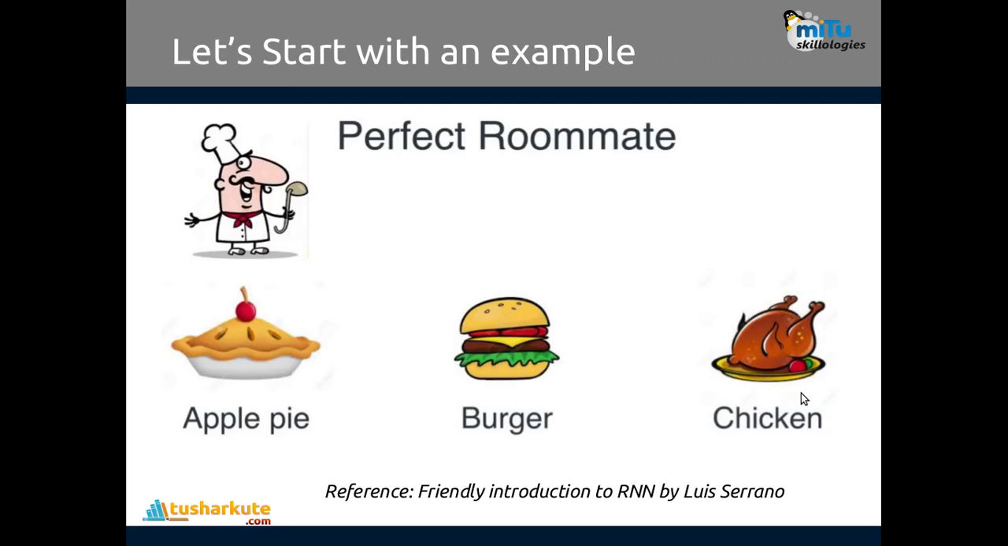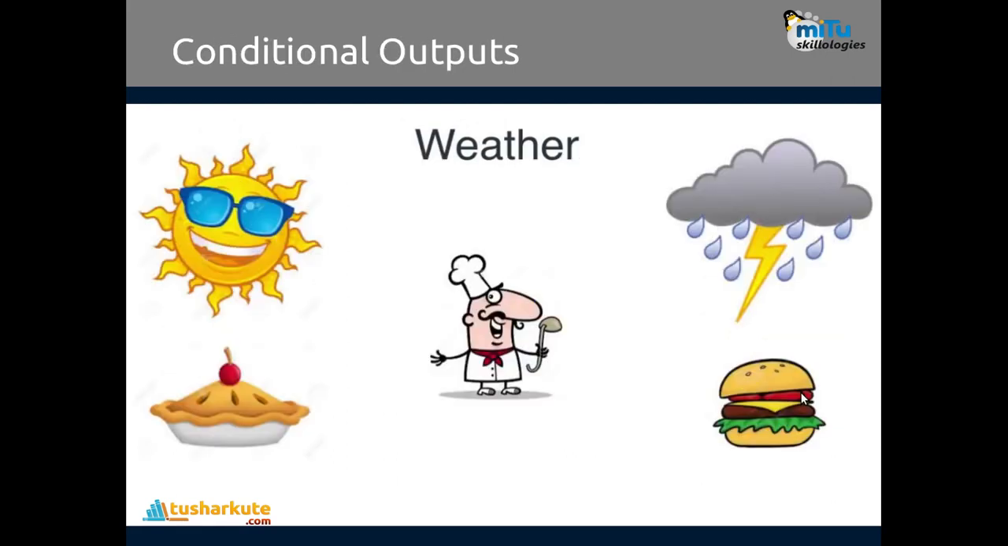But the thing is that I got a roommate who is cooking on conditions. What are the conditions? When the outlook is sunny, he is cooking apple pie, and when the day is rainy, he is cooking burger. So these two things depend upon these two things. Fine, a straight line dependency is there. Now this straight line dependency I can convert into the form of a neural network.